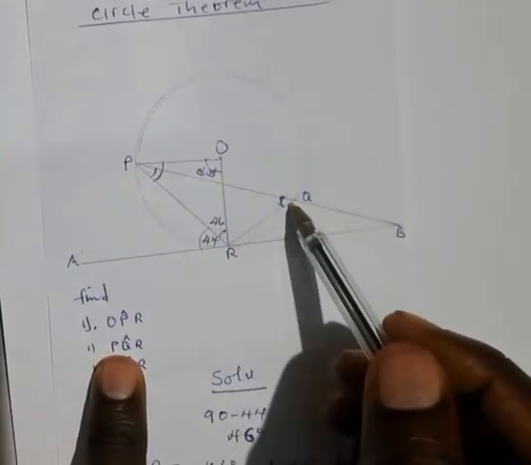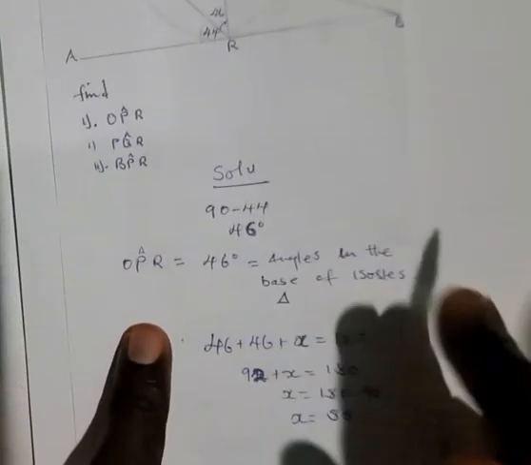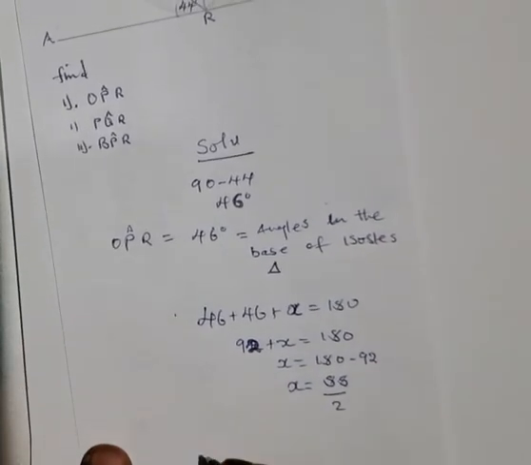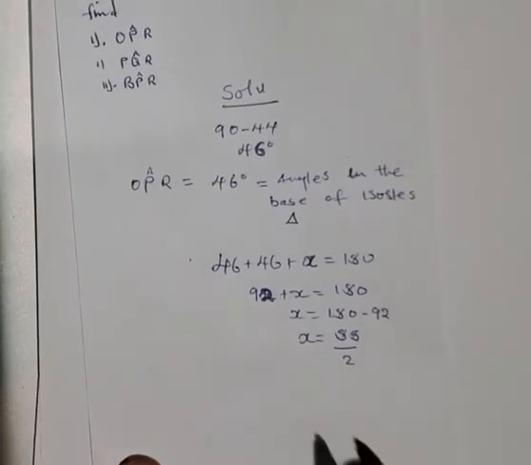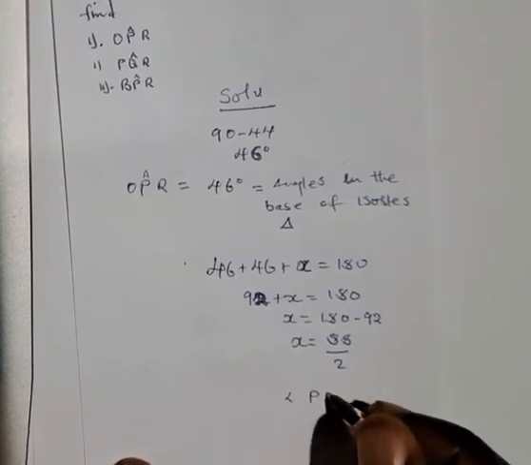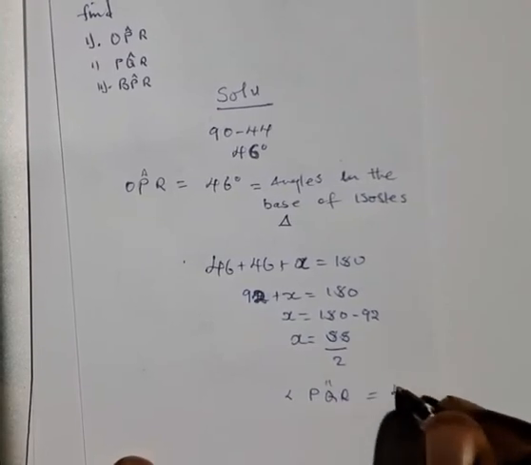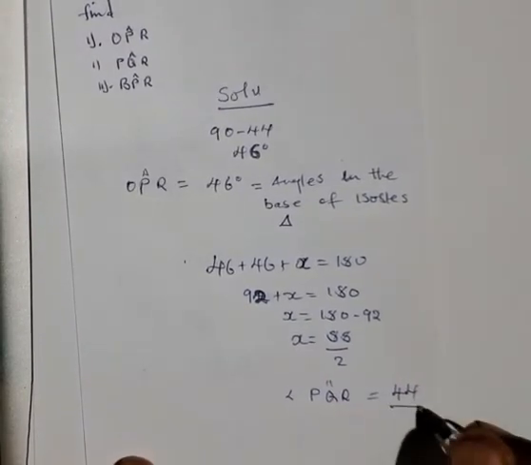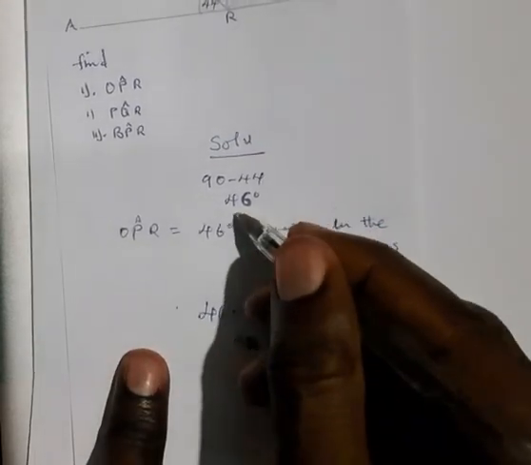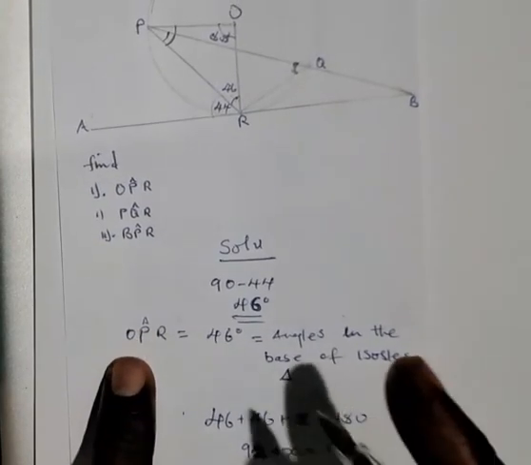So if they go this side, they're going to make half of this, which is 88 divided by 2. Finally, angle PQR is equal to 44 degrees. I'm the one person who is particular about degrees. Okay, then what else?